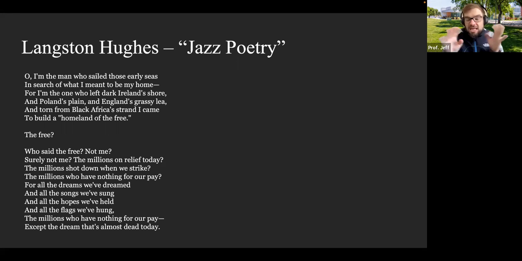And notice, even though he's using a sort of new and improvisational style, you're still gonna see iambs, right? Because the English language loves them so much. All this repetition in this stanza down here, and all the songs we've sung, and all the hopes we've held, and all the flags we've hung, iambs, right? Unstressed, stressed. But then he breaks that rhythm in different times.